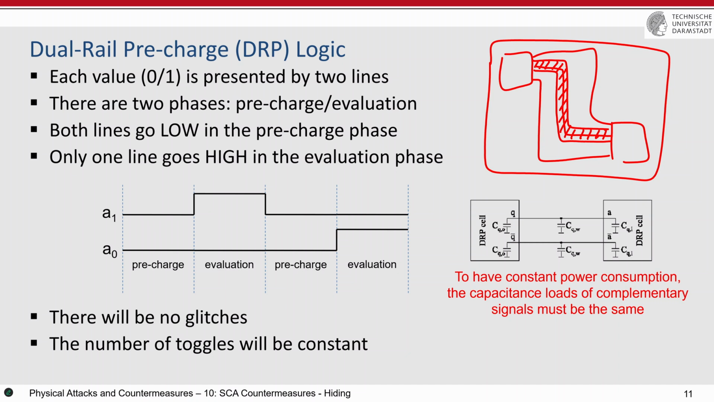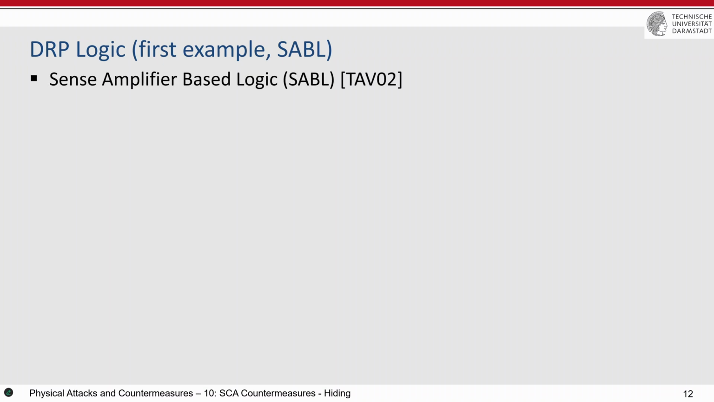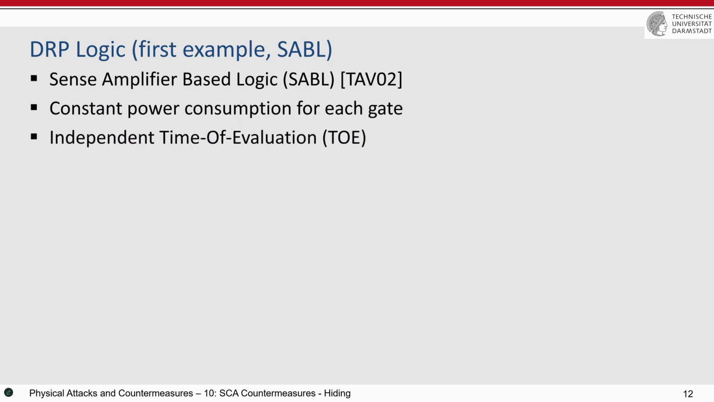But this cannot be done by just simple engineering. You need very high expertise and experience to be able to do that when you design the chip. Good. Let's see some examples of DRP circuits. The first one, introduced in 2002, is called Sense Amplifier Base Logic, or SABL. It guarantees constant power consumption for every gate.